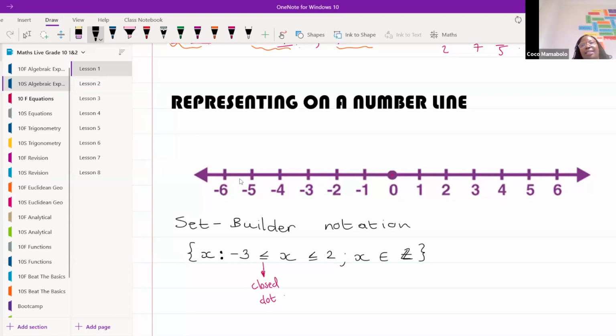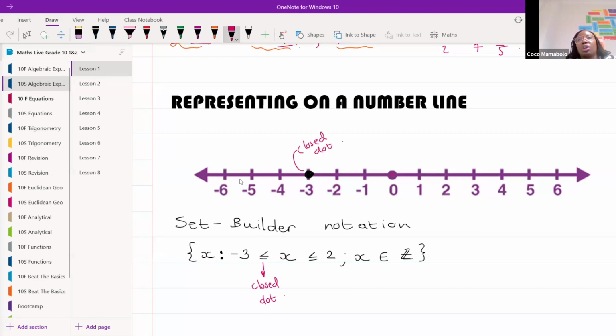Good, excellent. We're going to start at -3. Because -3 is included, which means my set must also include -3, I'm going to go to -3 and draw a dot like that. And then I'm going to color it in. And that's what a closed dot looks like. This is a closed dot.